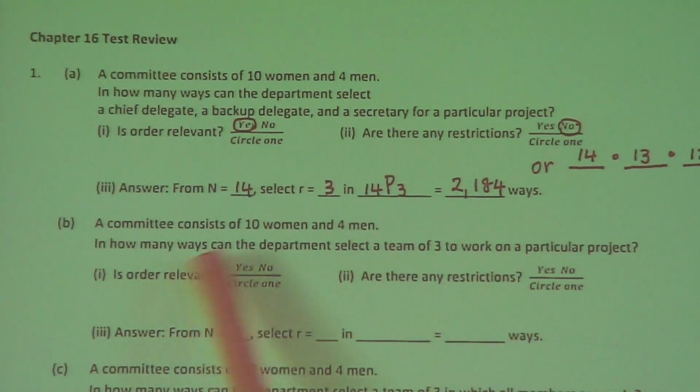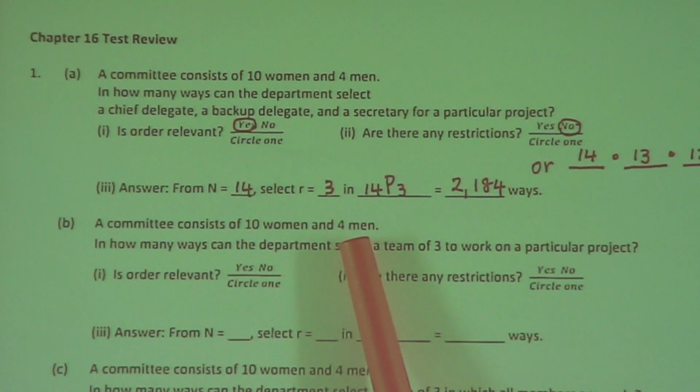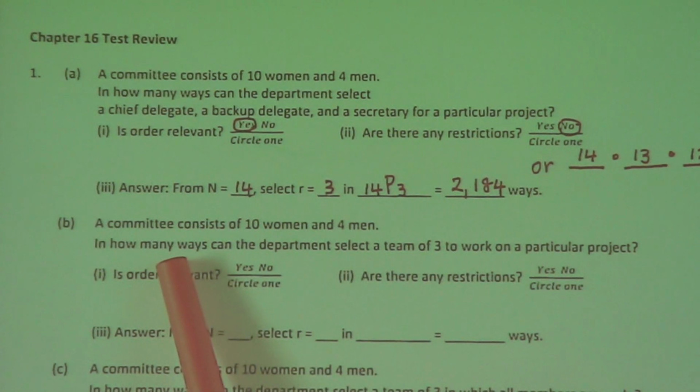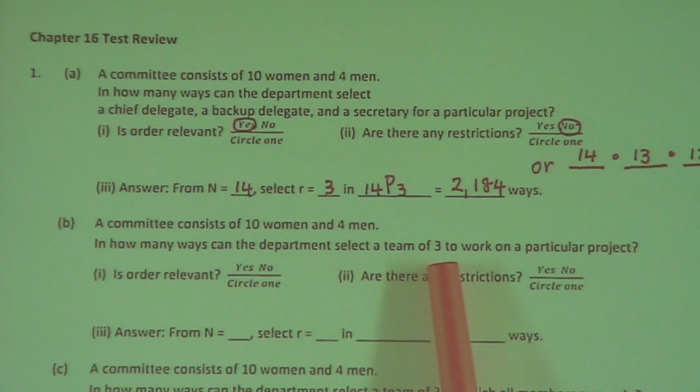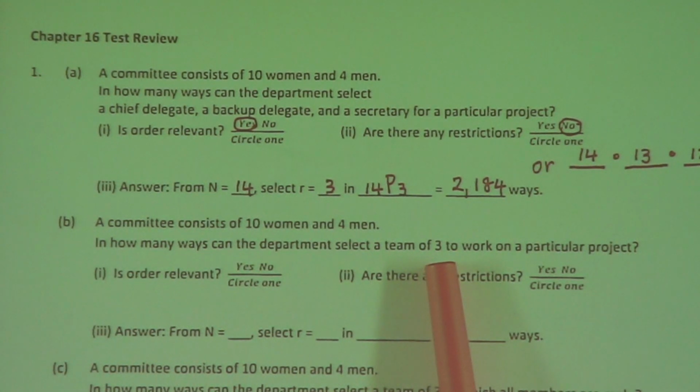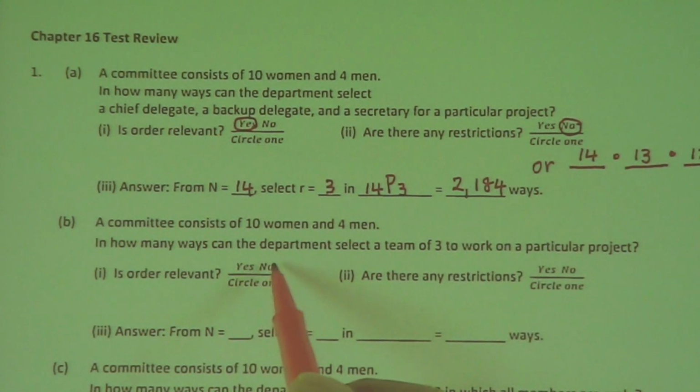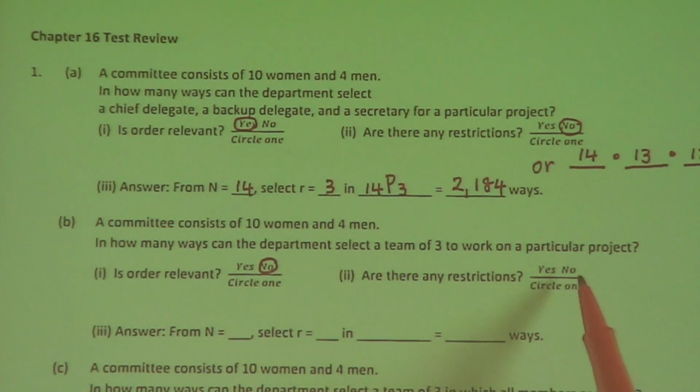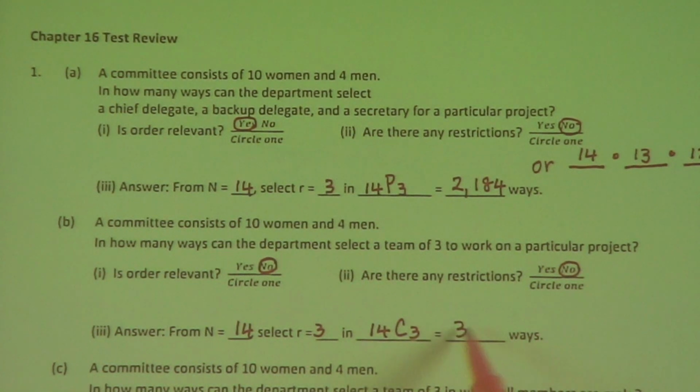Part B. Again, 10 women, 4 men. Now all we're going to do, we'll select a team of 3. So we're not filling positions, so order is not relevant. And there are no restrictions. Anyone can be among the 3. So from n equals 14, select r equals 3 in 14C3. Use your calculator, and that will give you 364.